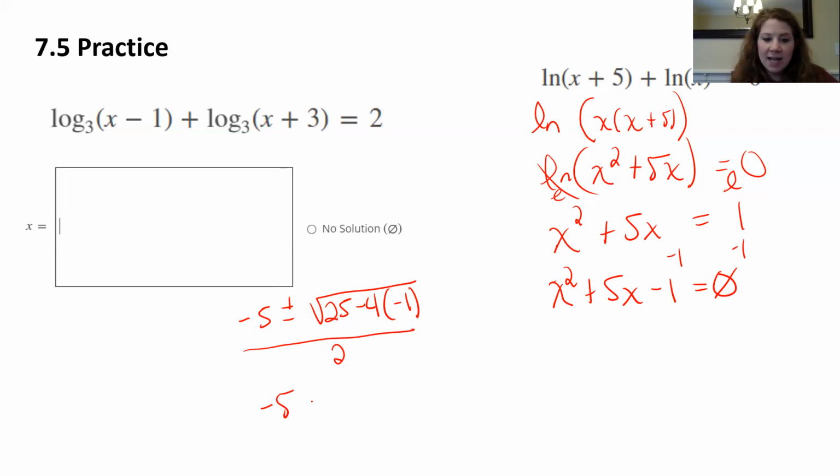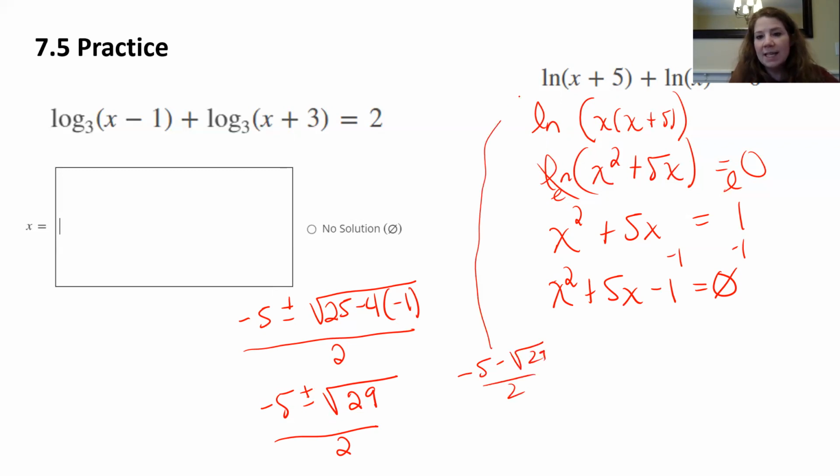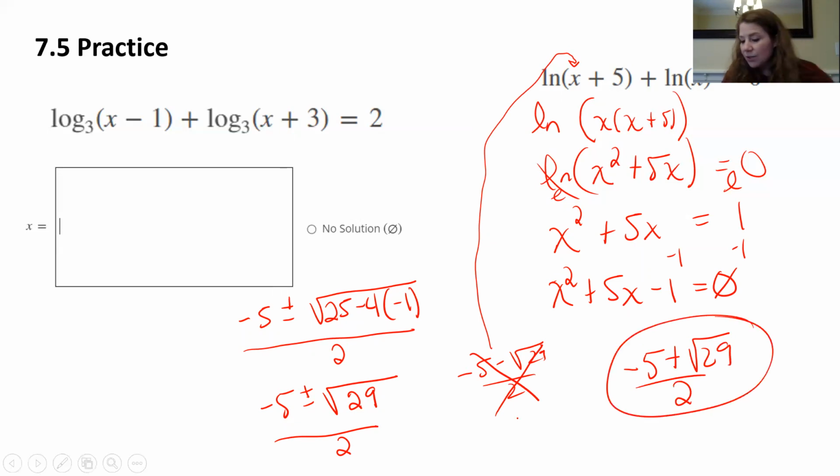So we have -5 plus and minus, let's see, what would that be? 29 over 2. So now when you check it on this one, once again, when you put both of these in your calculator, the second one, the -5 minus square root of 29 over 2, when you plug that in for x, it's going to give you a negative number, so that one gets eliminated. So the only solution is -5 plus the square root of 29 over 2, and that's the final answer.